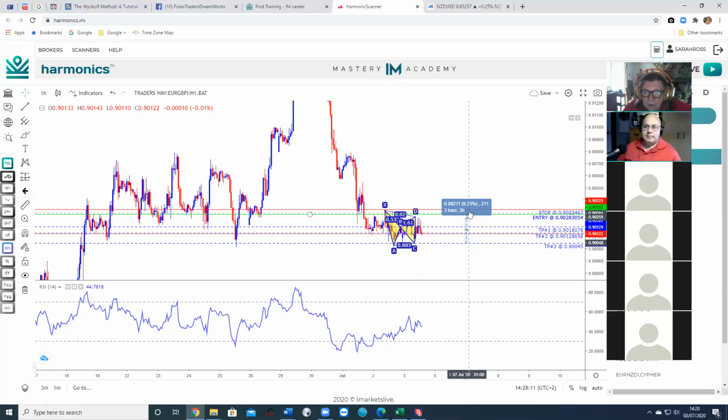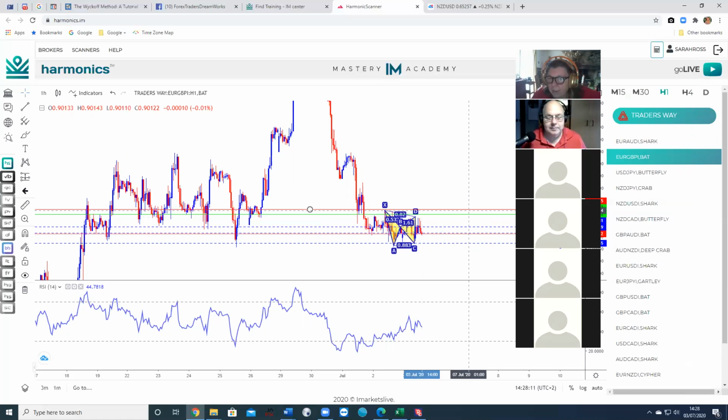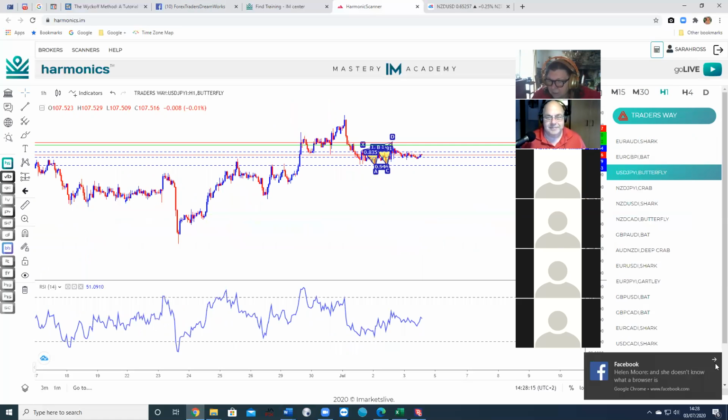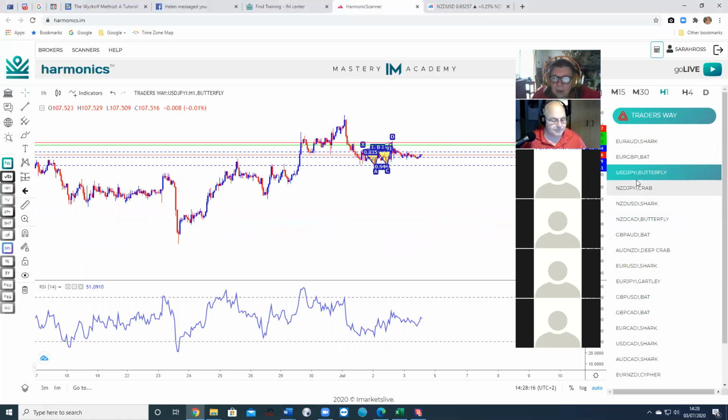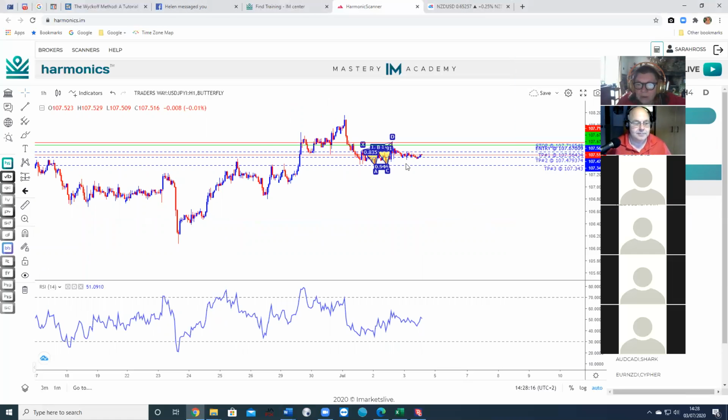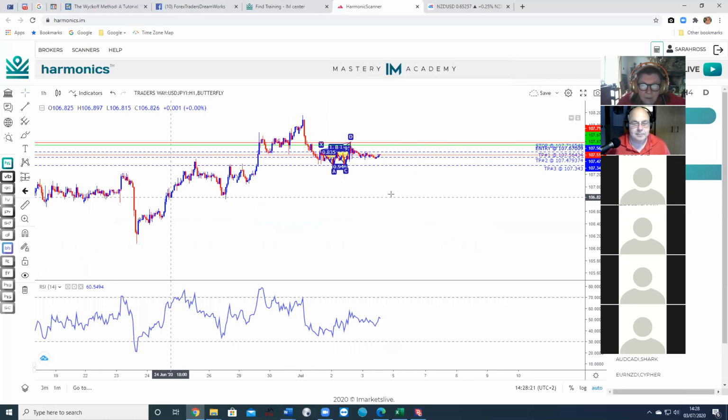That's there. Only 21. Tiny baby one. USD JPY, that looks like a tiny one as well. You can tell that it's not going to be anywhere near 80 pips, 39 pips. So we don't bother with that.